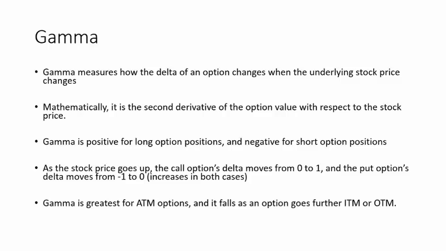So this is why the gamma is smaller for in the money and out of the money options, and large for at the money options.